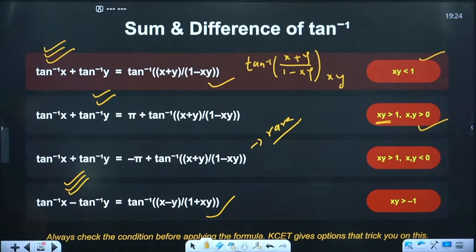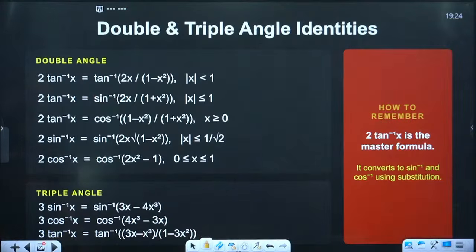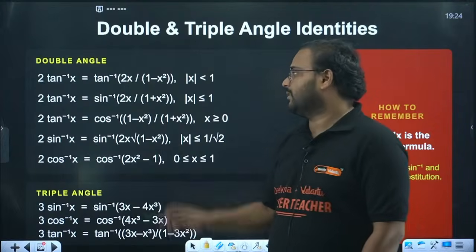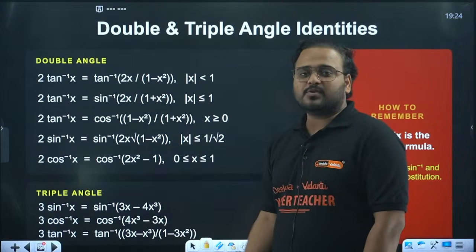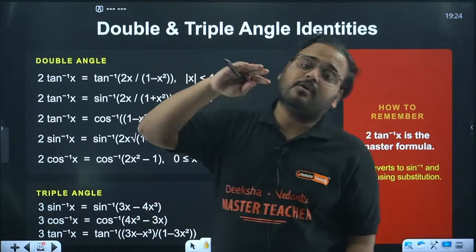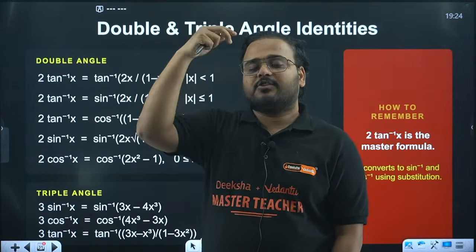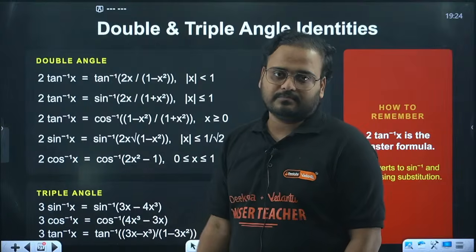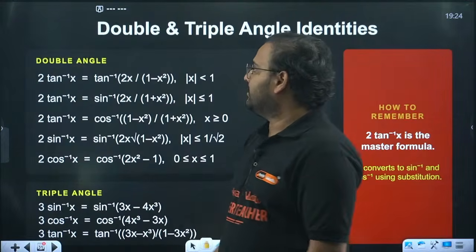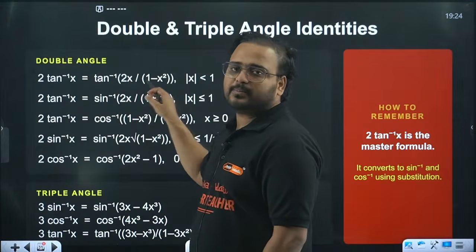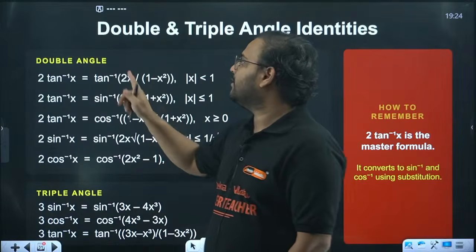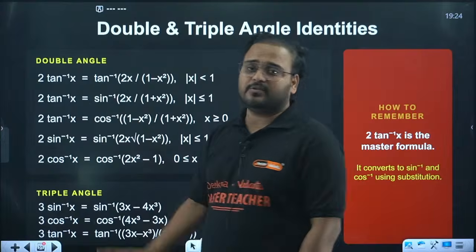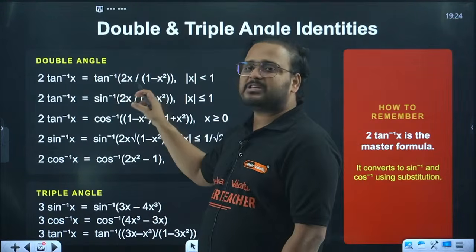Okay, right, moving on. Double angle and triple angle identities. Now this is difficult too because of the presence of so many numbers over here. If you remember the double angle formulas of trigonometric functions, that is sufficient over here. But if you remember this, the answer can be much quicker. You will have a much faster approach in CET. 2 tan inverse of x in terms of tan will be 2x upon 1 minus x square. I'll repeat again. 2 tan inverse of x in terms of tan, because I can write this formula in terms of sine inverse and cos inverse also. In tan inverse it is 2x upon 1 minus x square.